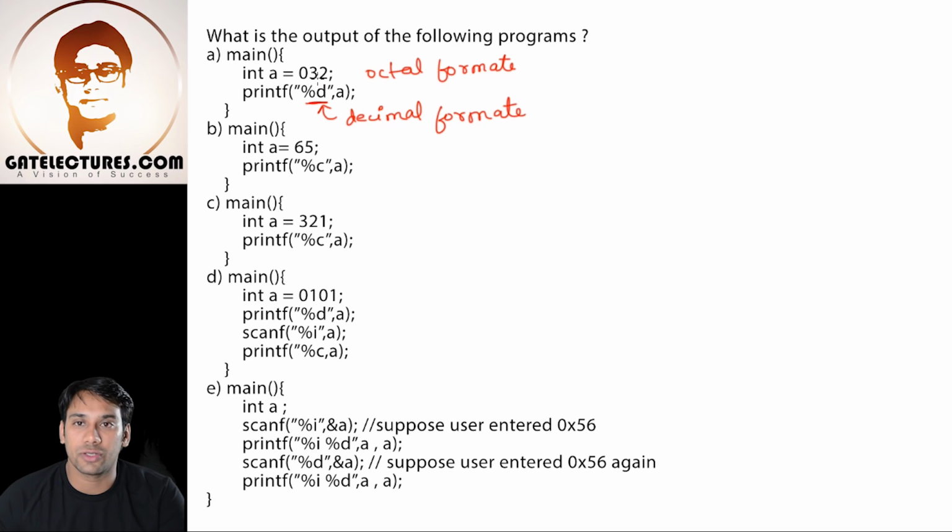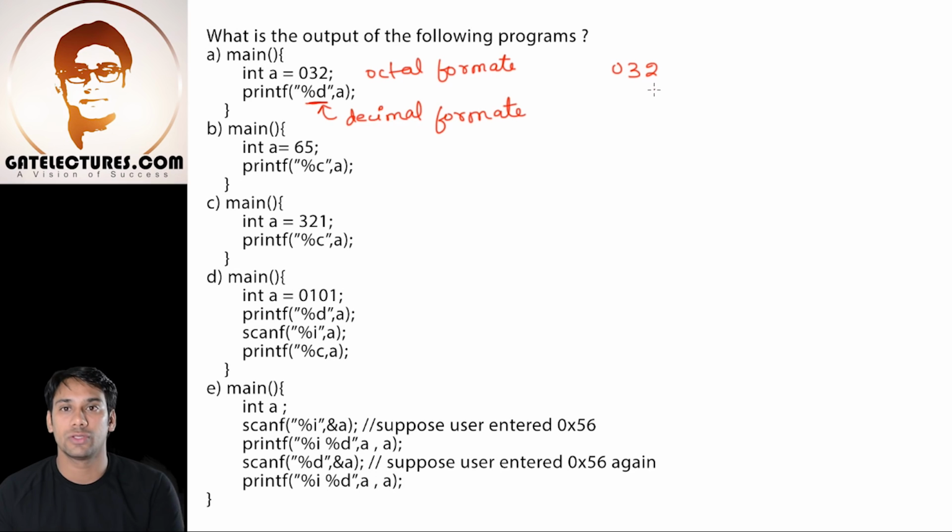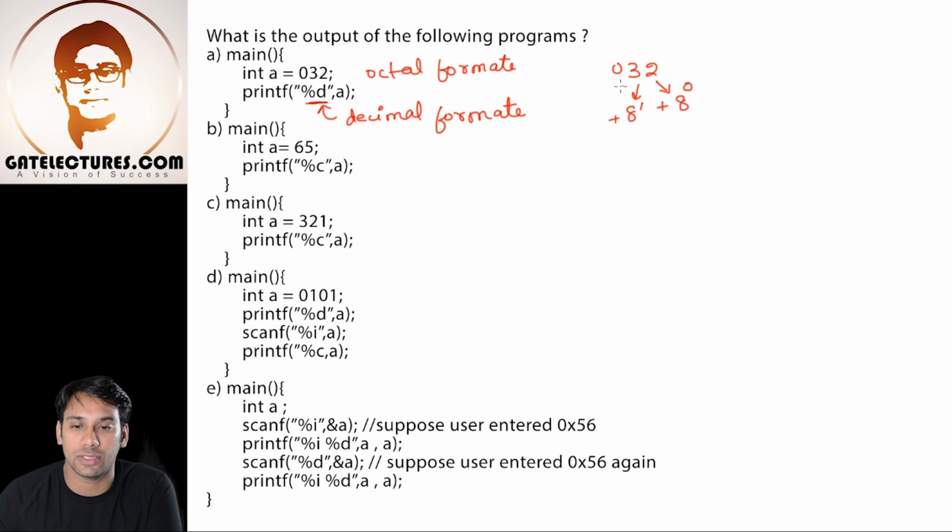So the number is 032, and if you convert 032 from octal to decimal, then you can find out the output of this program. The first digit is 2. To convert it, you multiply this 2 with 8 raised to power 0, plus this 3 with 8 raised to power 1, plus this 0 with 8 raised to power 2, but that doesn't matter here. So the output will be 3 into 8 plus 2 into 8 raised to power 0, which is equal to 24 plus 2, which is equal to 26. So this program will print the output as 26.